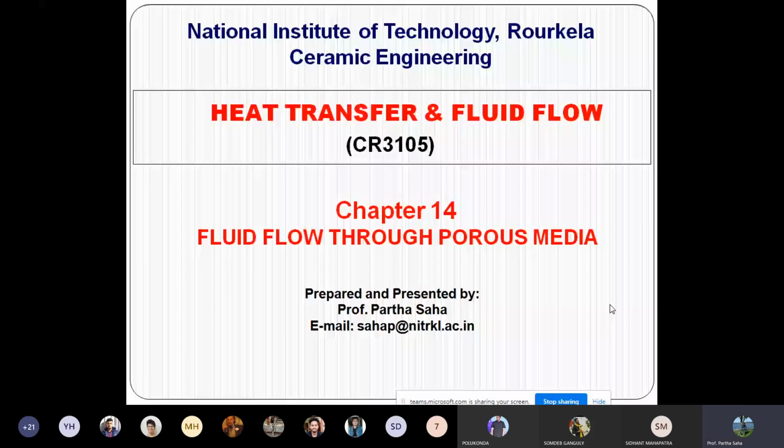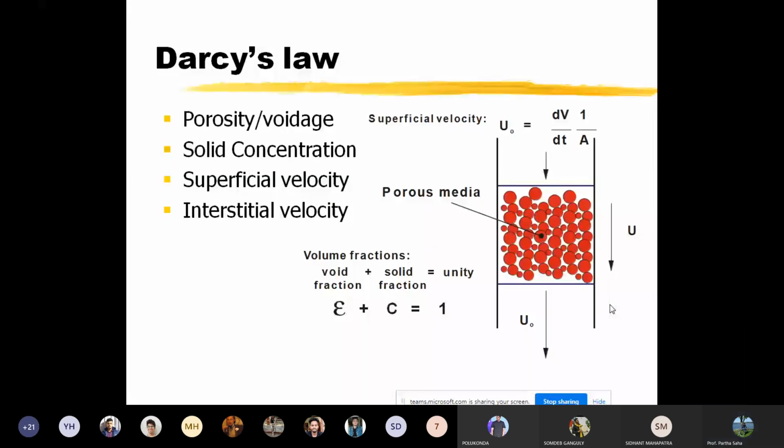We will start our chapter 14. It's fluid flow through porous media. I think I already discussed the basics of fluid flow through porous media, but I did not discuss the theory associated with it. Mainly, I covered the derivation part in the last class. So let us revisit the presentation that I have made, and let's look into this aspect very clearly.